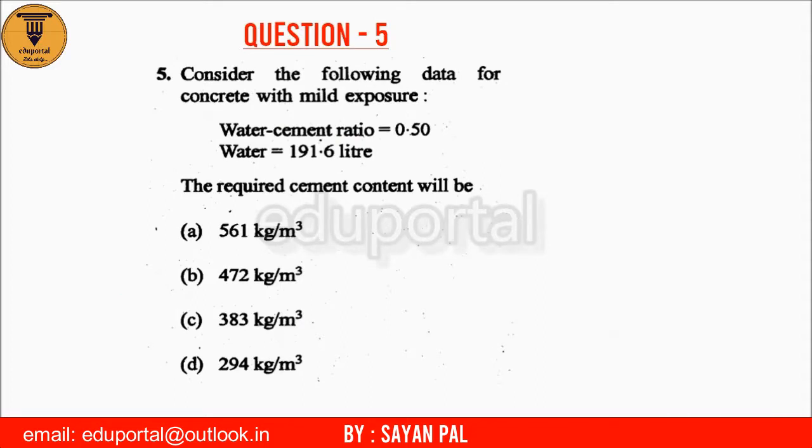Question number 5 says, consider the following data for concrete with mild exposure. The water cement ratio is given, that is 0.5, and water is given as 191.6 liters. We need to determine the required cement content. Okay, so we will solve it. Let's move to the solution.